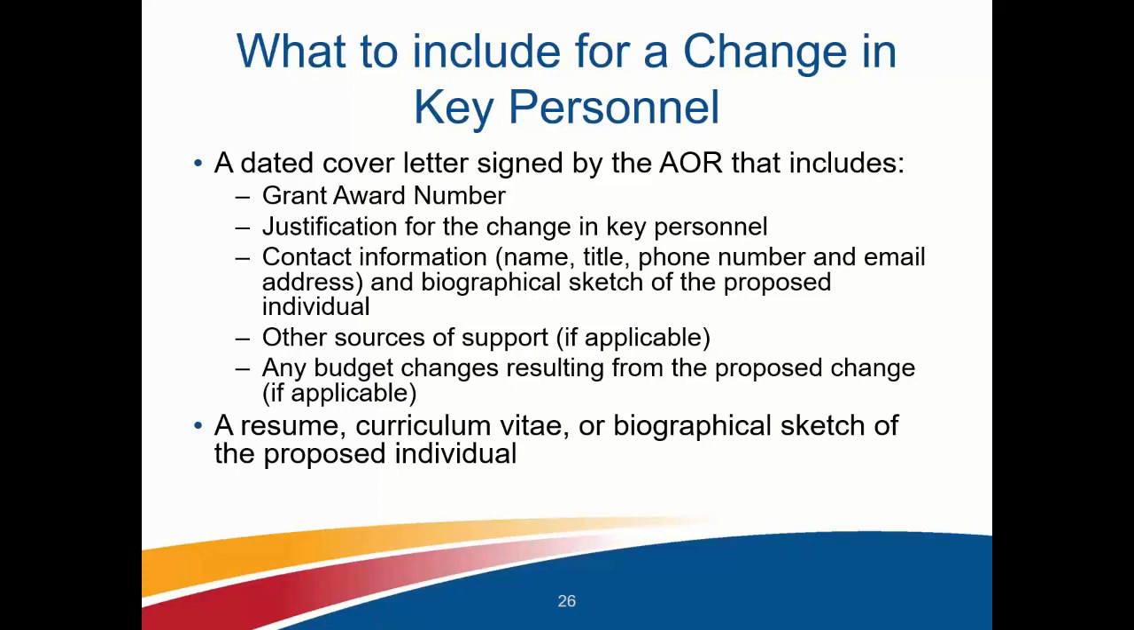What we require is a dated cover letter signed by your authorized organization representative that includes the following: your grant award number, justification for the change in key personnel, that includes their contact information, their name, their title, their telephone number, their email address, a resume, curriculum vitae, or biographical sketch of this proposed individual. Other sources of information or support that you think is applicable to letting us know about this amendment change. Any budget changes resulting from this proposed amendment. Anything you think is applicable.